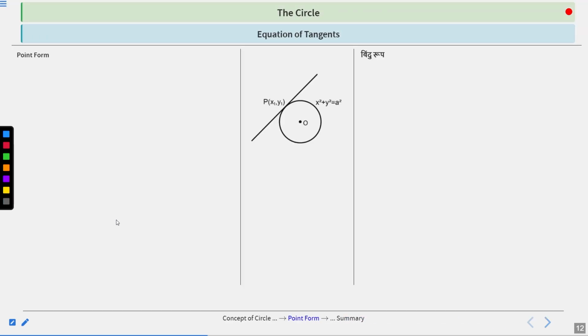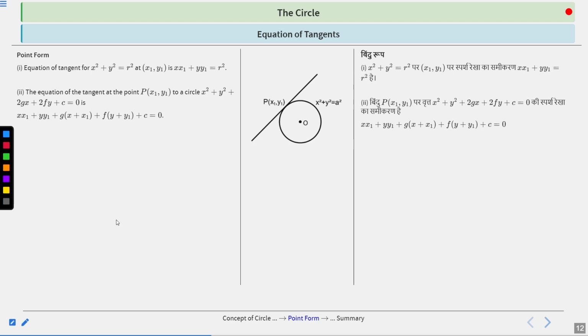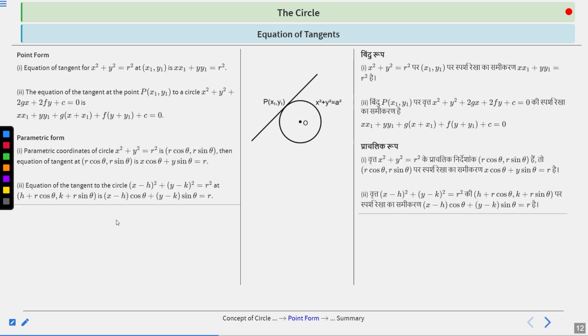The equation of the tangent in point form. Equation of tangent to x square plus y square is equal to r square at (x1, y1) is x x1 plus y y1 is equal to r square. The equation of tangent at point P(x1, y1) to the circle x square plus y square plus 2gx plus 2fy plus c equal to 0 is x x1 plus y y1 plus g(x plus x1) plus f(y plus y1) plus c equal to 0, right?